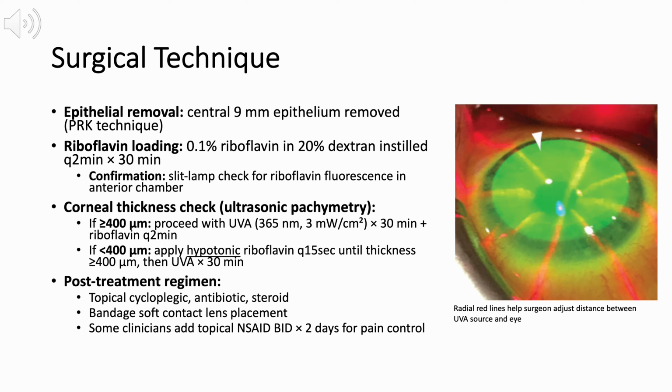The accompanying image shows a treated cornea under UVA light, with radial red lines serving as a guide for the surgeon. These lines help ensure the correct distance between the UVA source and the eye is maintained throughout the procedure, ensuring uniform exposure.